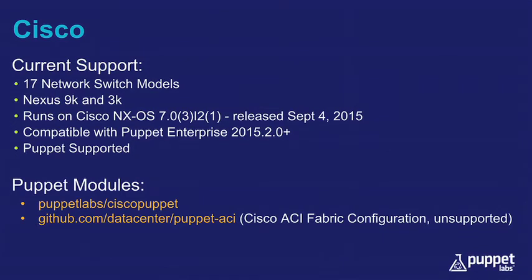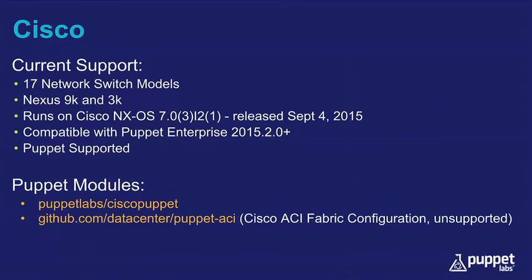When it comes to Cisco, we recently announced our support for the Cisco Nexus lines. So these are the 9K and the 3K series switches. This came out just a couple months ago in September, and it's compatible with Puppet Enterprise 2015.2 and later. On the open source side of things, that corresponds to Puppet 4.0 and later, because that's when we made the change to the language there.